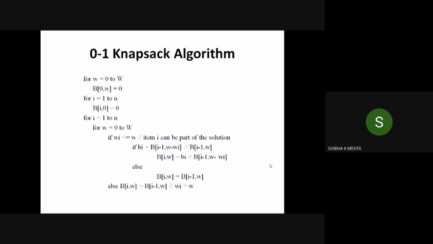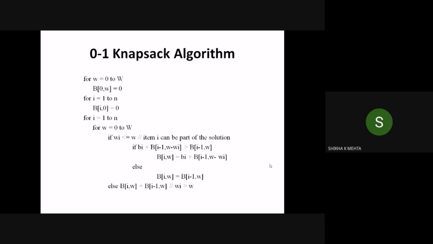So we will pick up the first item. For every item we have a certain weight and a certain profit associated with it. If the weight of the item is less than the capacity, then it can be a part of the solution. So if Bi, that is the item, we check whether B[i-1][w-wi] plus bi is greater than this value, then only we are going to assign this.